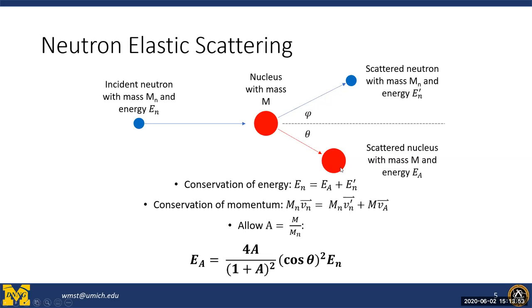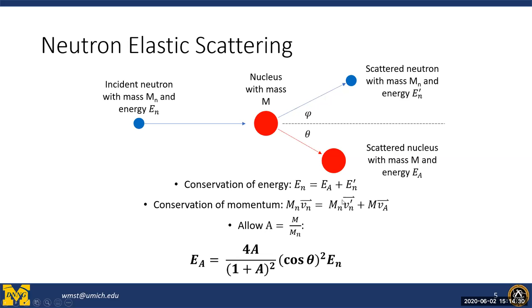Because we assume elastic scattering in this case, we can assume conservation of momentum and conservation of energy, which is the energy in must equal the energy out. So the energy of the incident neutron equals the energy of the recoiled nucleus and the energy of the scattered neutron, and then conservation of momentum, where the momentum of the incident neutron is equal to the momentum of the two particles out. And one other assumption we can do is take a ratio between the mass of our nucleus and the mass of the neutron and call that A.